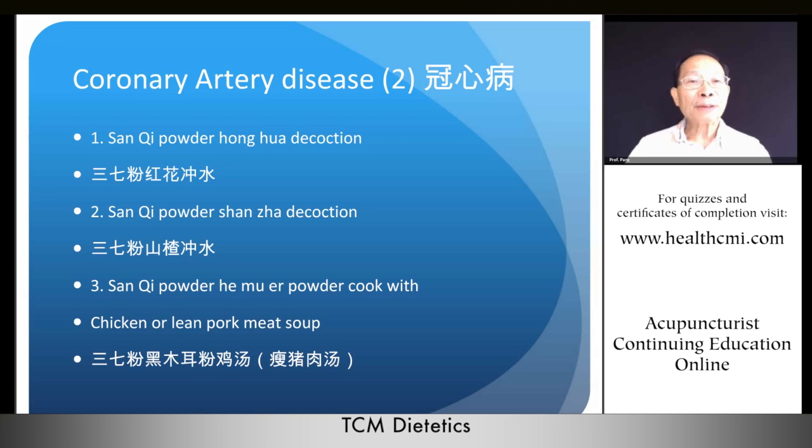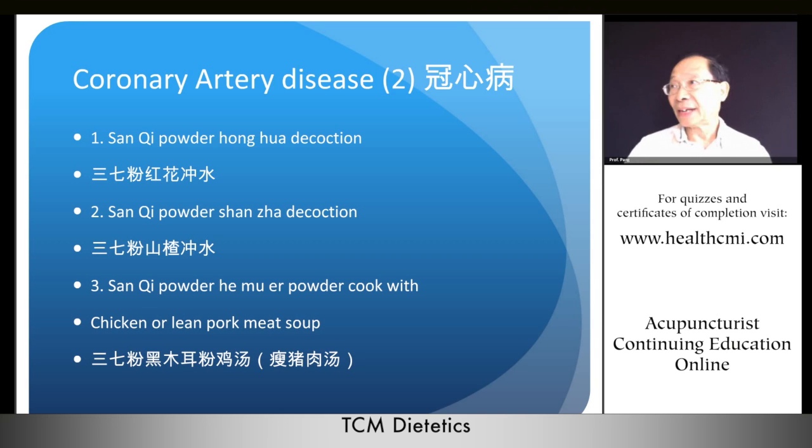And another choice, even more tasty. Because dietetics is like people's daily food to eat, they need to have some change in taste. So to make it more attractive to people, we can use something like chicken or lean pork meat to make soup first. Then you put in the black mushroom, we call it heimuer.